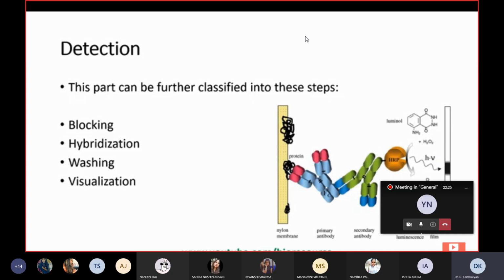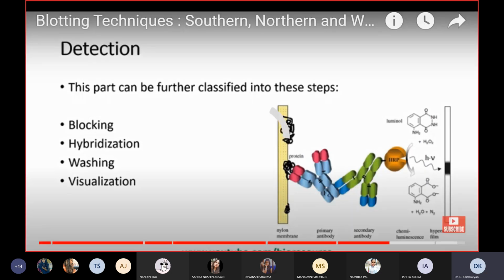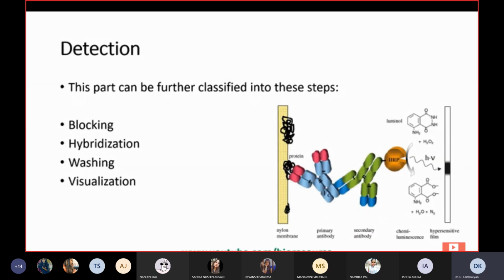So once the membrane is blocked, it needs to be washed to remove any excess blocking agents, and then can proceed to the hybridization stage. Hybridization is done with the specific RNA or DNA probe, and typically the concentration of the probes used is 2 to 10 nanogram per ml of the DNA or RNA probe, whereas in the case of proteins, the primary antibody used is around 0.5 to 5 microgram per ml. So this part needs to be optimized to get better results.